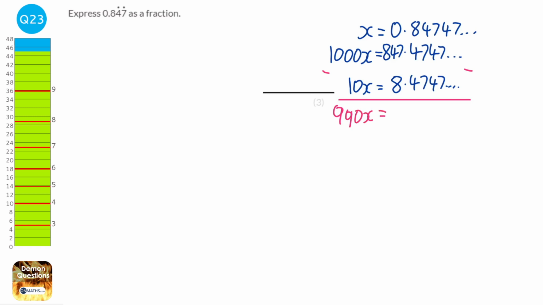and then 847.4747, etc. Take away 8.4747, etc. It's just going to be the same as 847 take away 8, because the recurring stuff will just cancel each other out. So 847 take away 8 is 839. And now I'm just going to put my lines in.